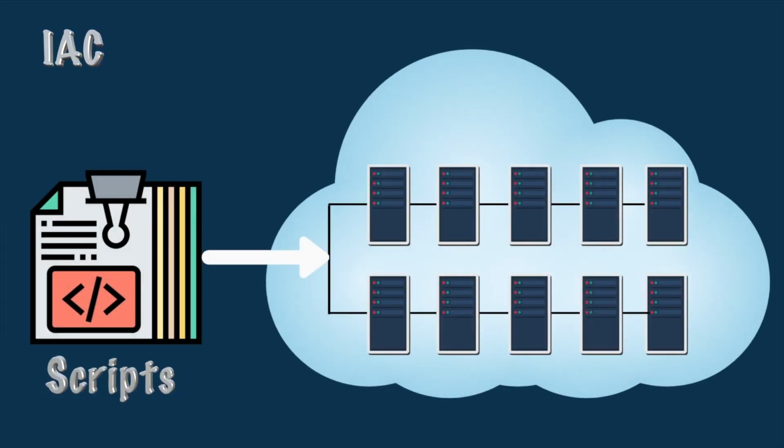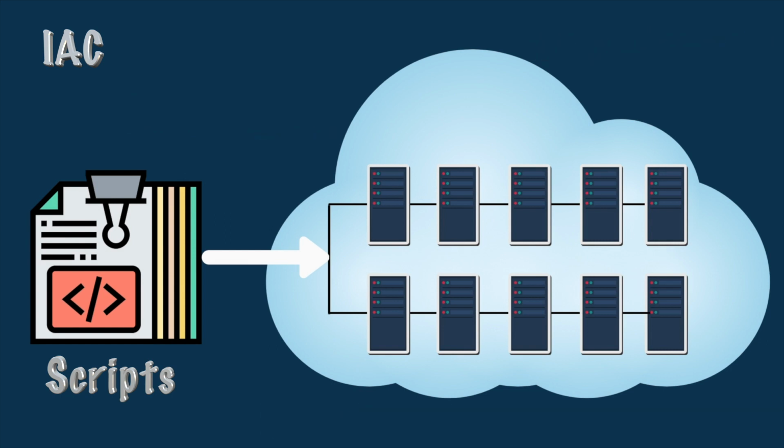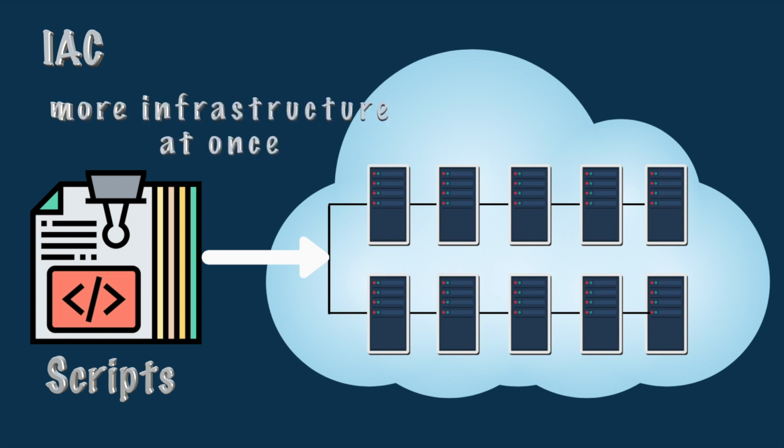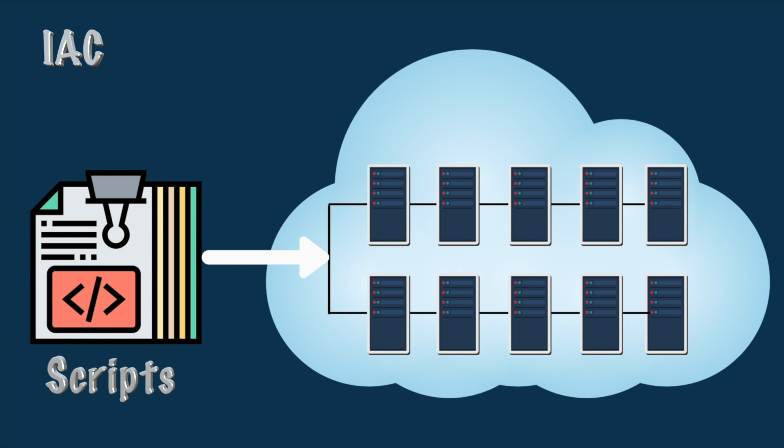When we use IAC, it involves managing, configuring, and provisioning infrastructure requirements like networking, servers, and load balancers, just to name a few. This is done using machine-readable files rather than physical hardware or console access. This allows us to manage more infrastructure at once. Remember that scale I was just talking about?